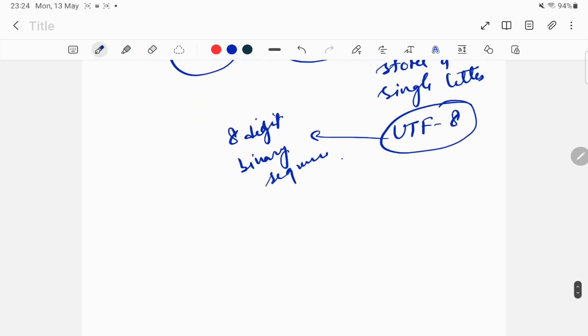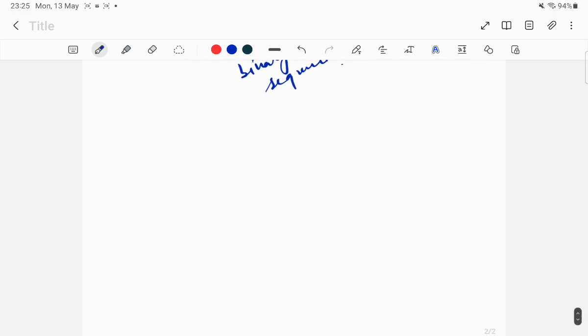Now again, if you want to execute a program or do work on a bigger scale, a byte is also considered to be very small. So for that we have some solution. Basically we have a few units. One is called 1 kilobyte.